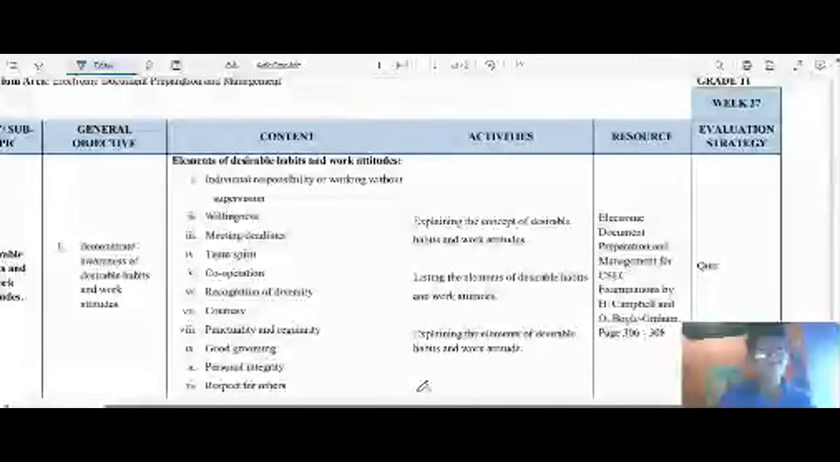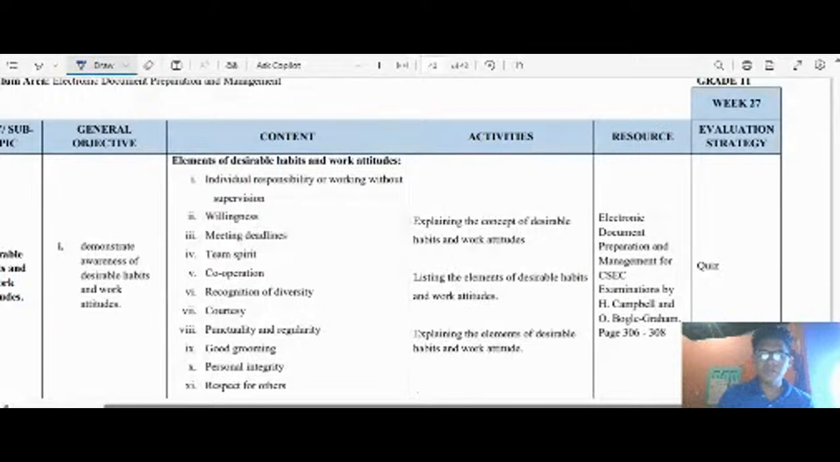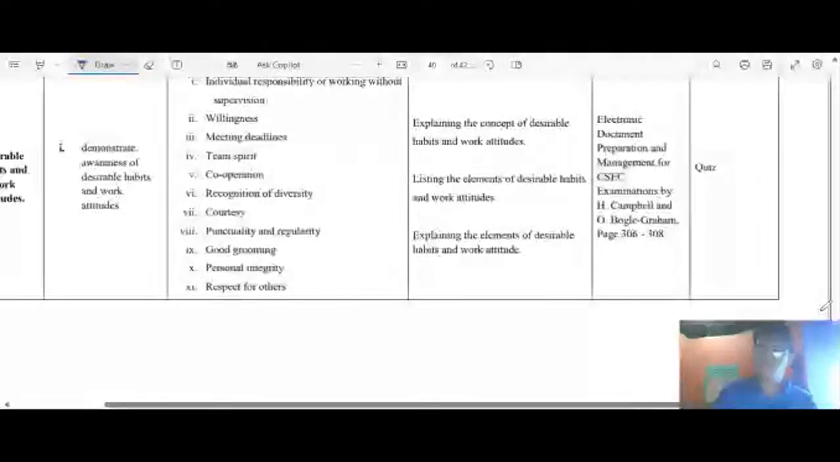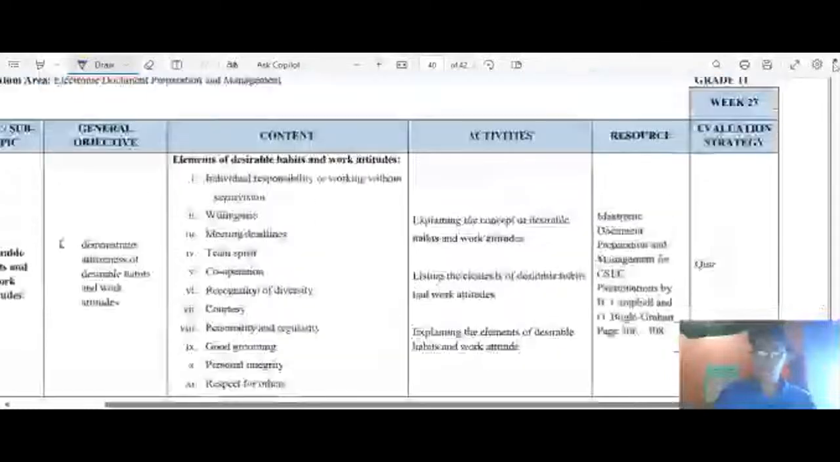Elements of desirable habits and work attitude: you need to be willing, you need to meet deadlines, you have to have team spirit and cooperation, recognition of diversity, courtesy, punctuality and regularity, good grooming, personal integrity, and respect for others. All of these are desirable qualities if you want to be somebody who has a good work ethic, good work attitudes and good work habits. So this is everything for the CSEC run through for the EDPM syllabus.